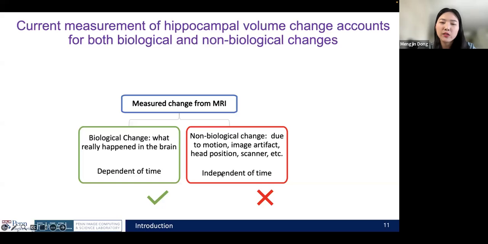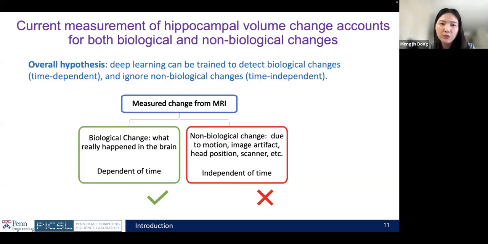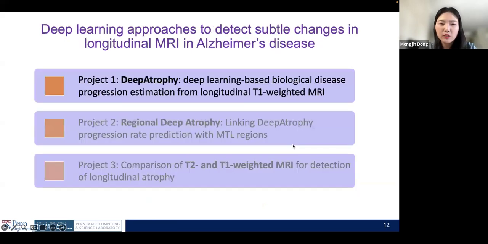And we observed that the difference between these two might be that the biological change can be dependent on time, while non-biological change might be random and independent of time. And our hypothesis is that we want to use deep learning tools to detect biological changes in the green box and ignore non-biological changes that are in the red box.